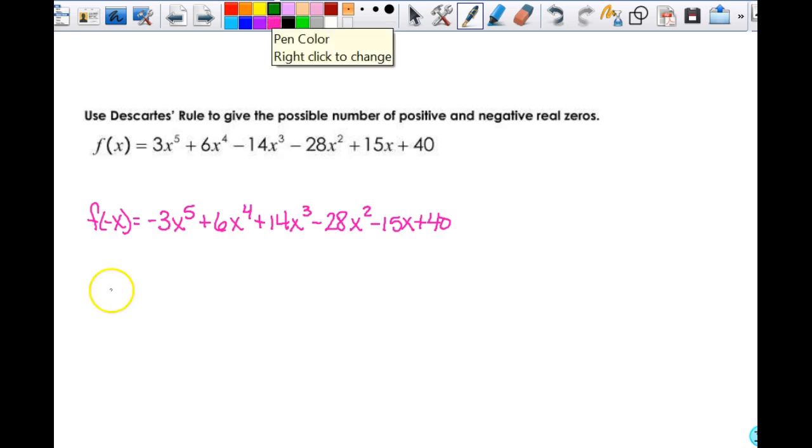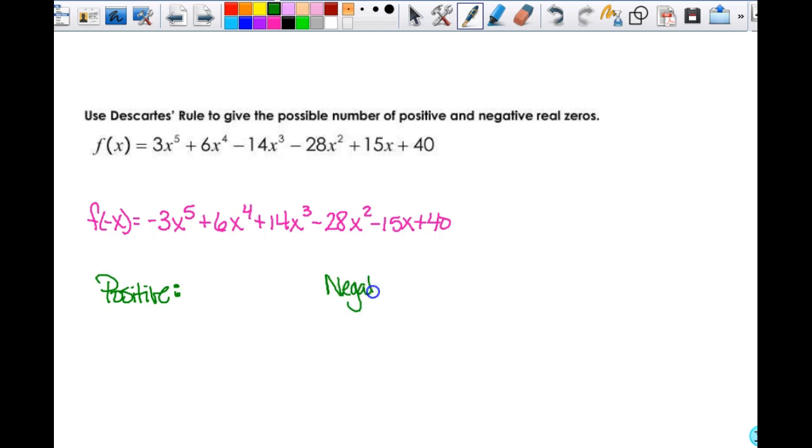All right, so then I'm going to look for my possible positives and negatives. Remember, this is very simple to do. You are just looking at the variation in sign. So this starts off positive, stays positive, changes to negative. That's one change. Stays negative, changes to positive. That's another change. Stays positive. So that means there are two variations, and then it always goes down by an even number. So it's 2 or 0. If it had been 4, it would be 4, 2, or 0. If it had been 6, it would be 6, 4, 2, or 0.